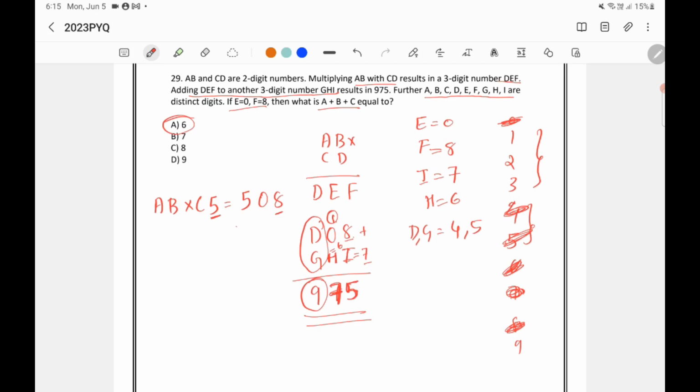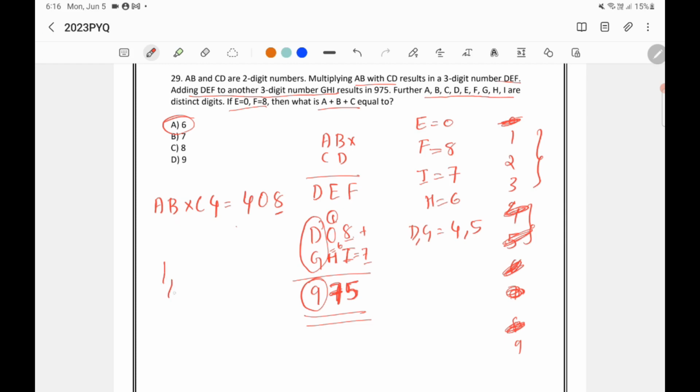It won't happen, because if you multiply a number which is ending with 5, the result should end with 0 or it should end with 5. So D equal to 5 is not possible. So D will be equal to 4. So you can write 4 like this. So we need to now find out what is A, B and C.